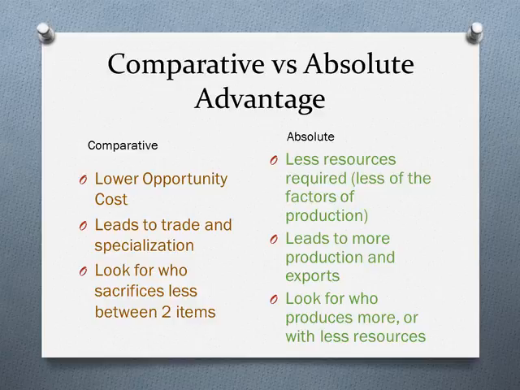Okay, so let's break down the difference between comparative and absolute advantages. When we talk about comparative advantage, this means you have a lower opportunity cost. Remember in Module 1 we talked about opportunity cost is the opportunity you lost. And so what happens then is this leads to trade and specialization. When you specialize in goods and get better at them, you then look for who sacrifices less between two items.